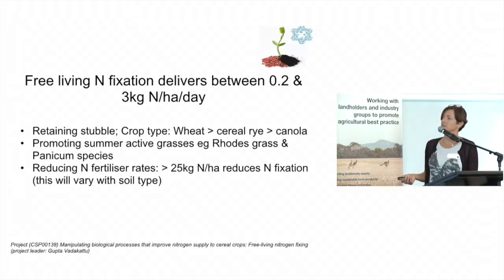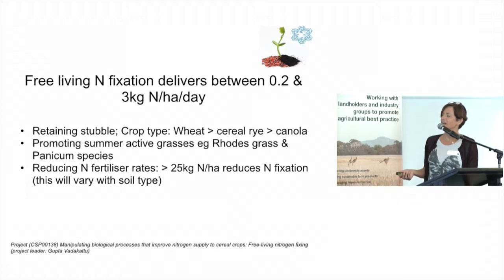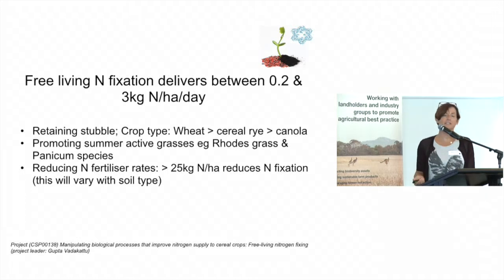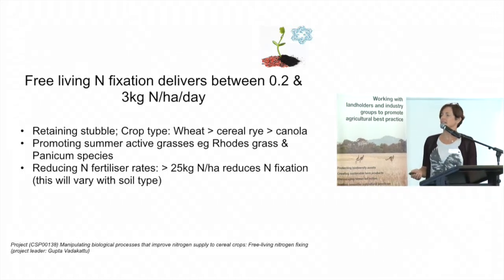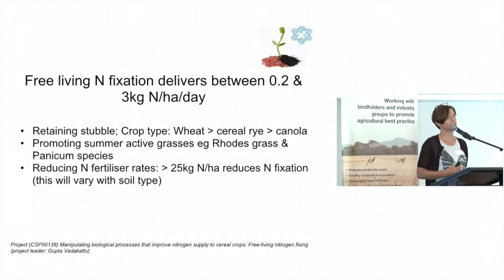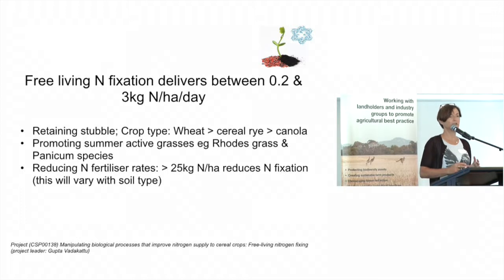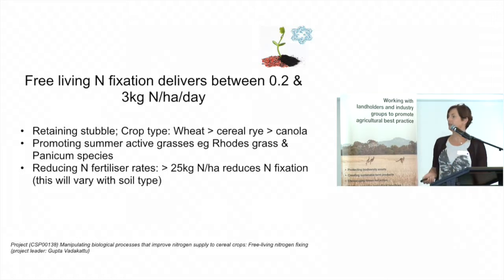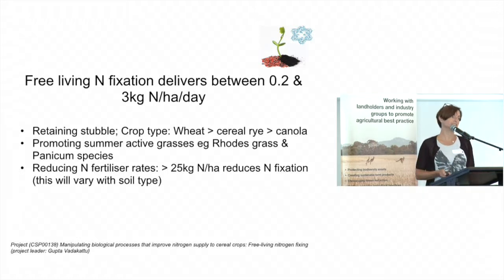So they tend to prefer wheat stubble to cereal rye to canola, so they have preferences for their carbon source. We find that if you have summer grasses, such as Rhodes grass and panicum species, they can actually harbour free-living nitrogen fixers, so over summer you can actually build up your reserves of organic nitrogen. And fertilisers actually inhibit or reduce or suppress these fixers.